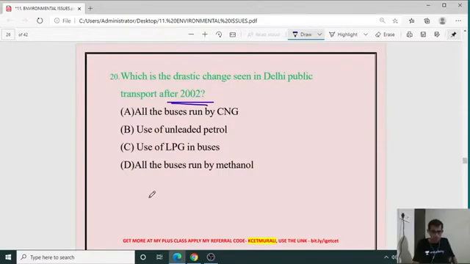So the 20th one: all the buses run by CNG, use of unleaded petrol, use of LPG in buses, all the buses run by methanol. The right answer is all the buses run by CNG. So CNG vehicles are one of the very important things to reduce the air pollution level, isn't it?